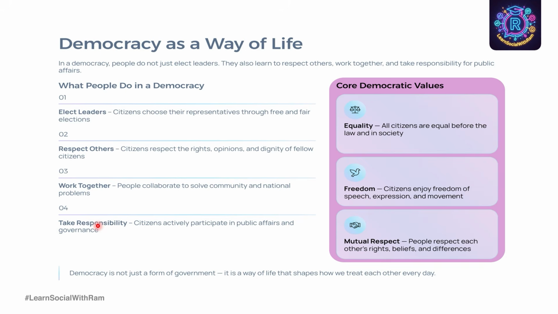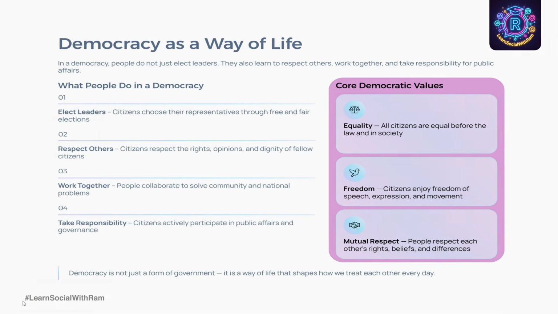So let us also try to understand what are the core democratic values which we will learn from democracy. The first one is equality. All the citizens are equal before the law. The next one is the freedom. People enjoy freedom of speech as well as expression. Then the third core democratic value is mutual respect. Citizens respect each other's rights and opinions. This is why democracy is not only a government system but also a way of life.